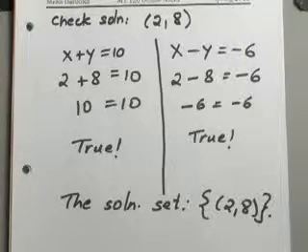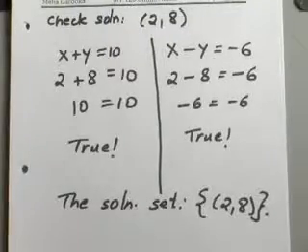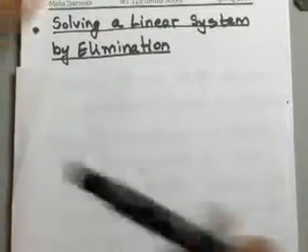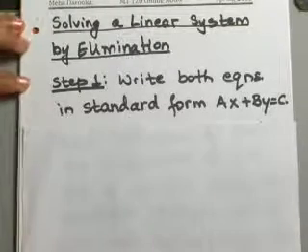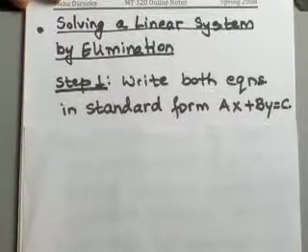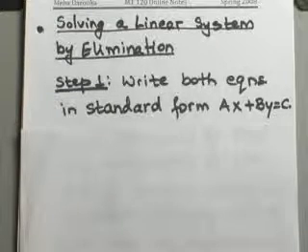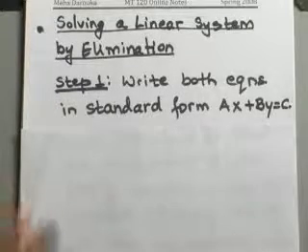So this was just a basic example of how the elimination method works. Now let's go ahead and take a look at the steps involved in working with the elimination method, and then we'll go ahead and look at a couple more examples. Now, when you are solving a linear system by the elimination method, the first thing you will do is write both your equations into standard form. Now your standard form, of course, is the form ax plus by equals c. Okay, so that's the first thing we will do.